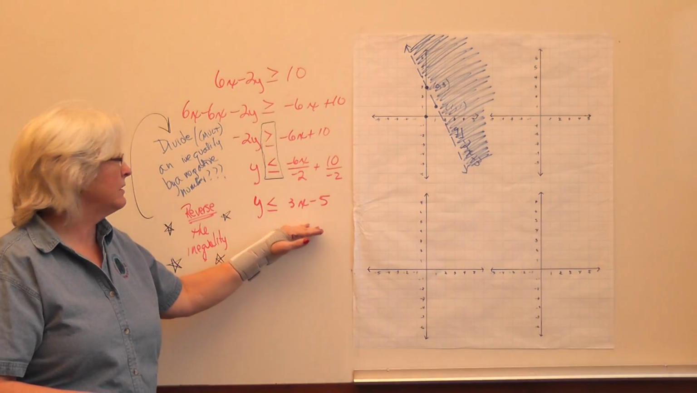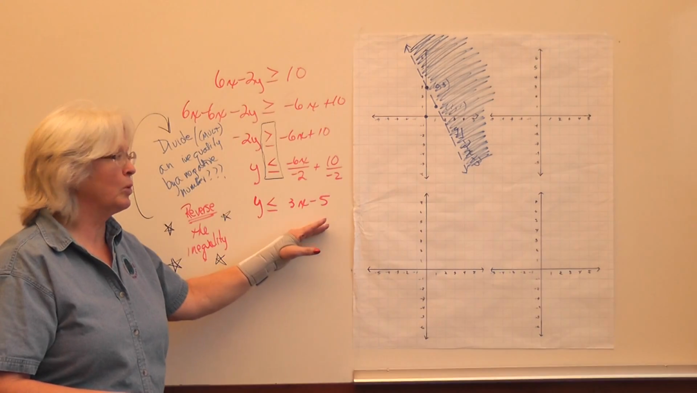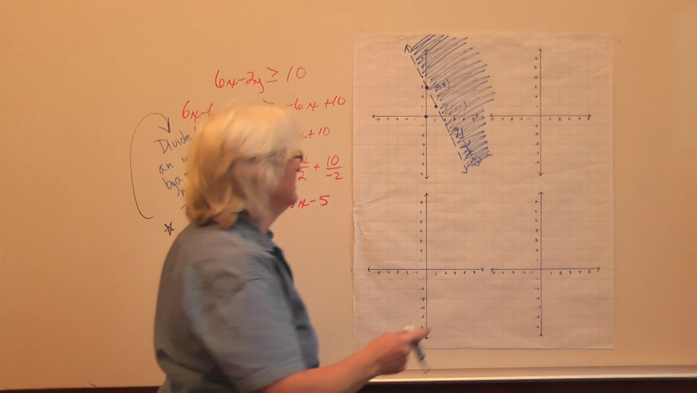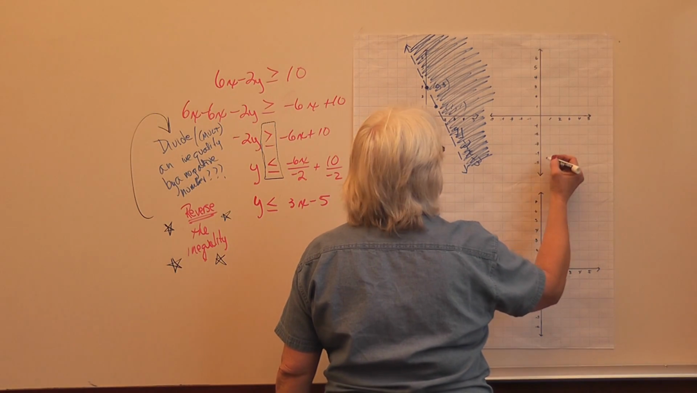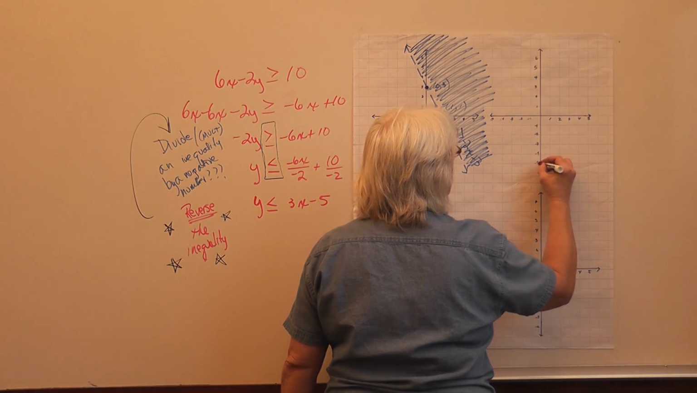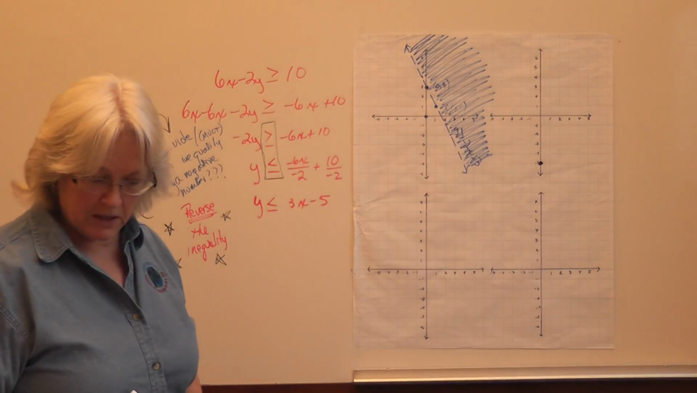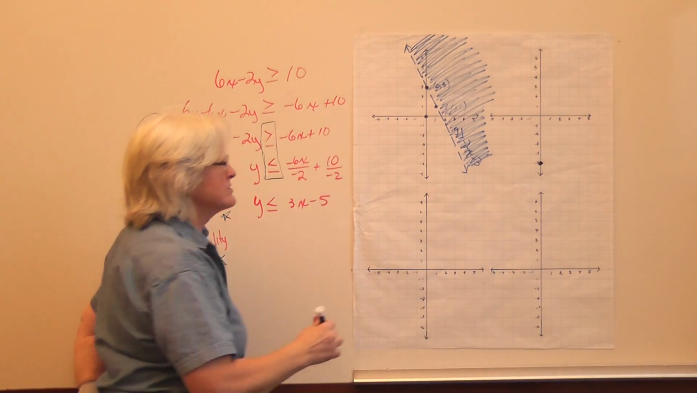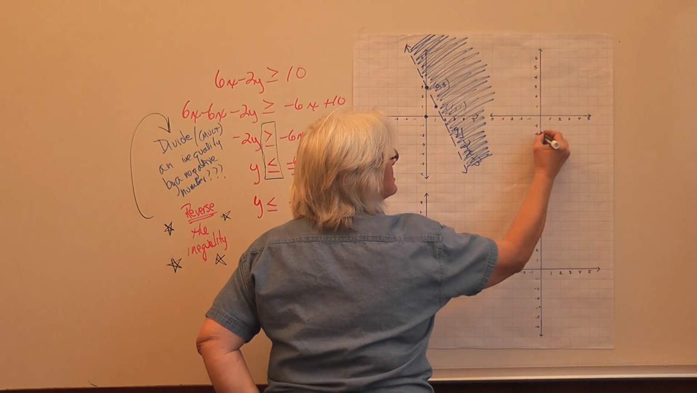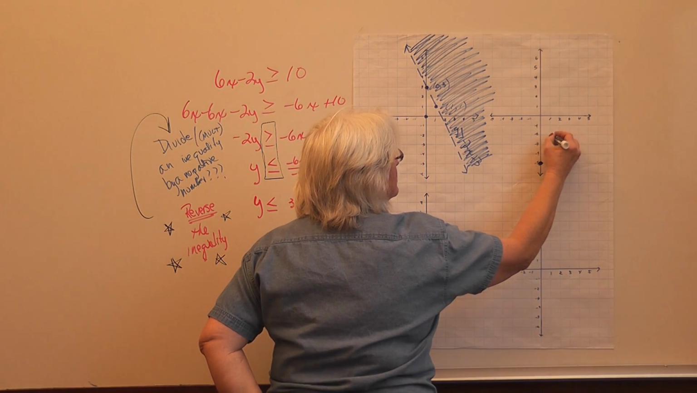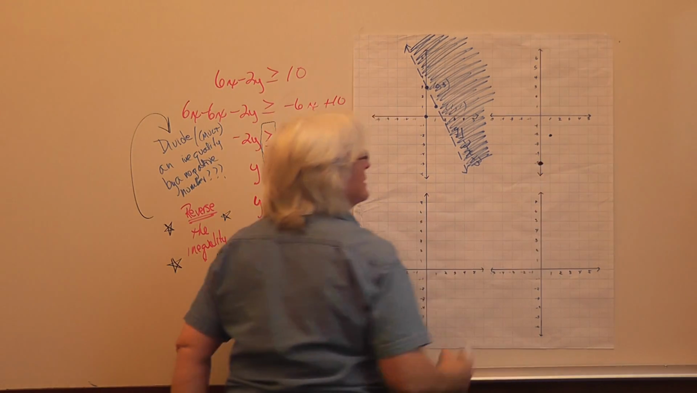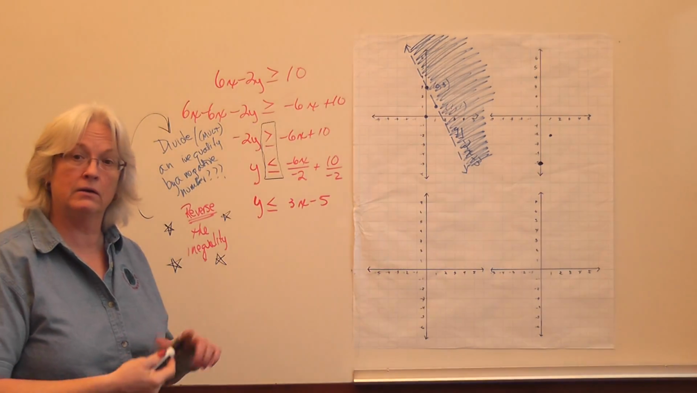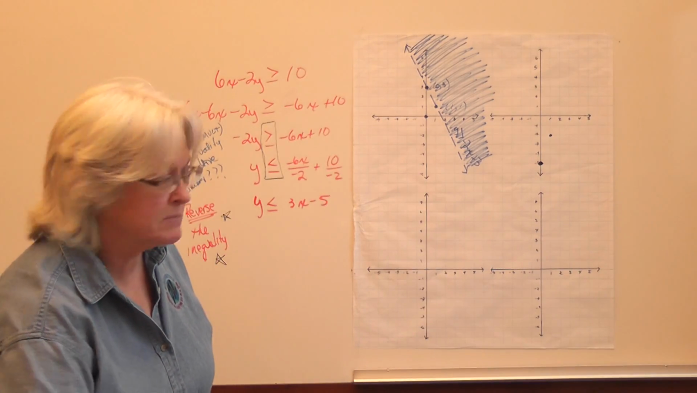Now what do you do? You go ahead and graph this as if it were a straight line. Where's my y-intercept? It's at negative 5. And what is my slope going to be equal to? The slope is positive 3, 3/1, the rise over run. For every 3 units that you go up, you go to the right 1. Now we have plotted 2 points, and we can go ahead and connect those.